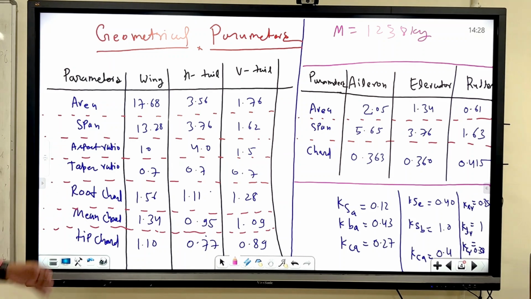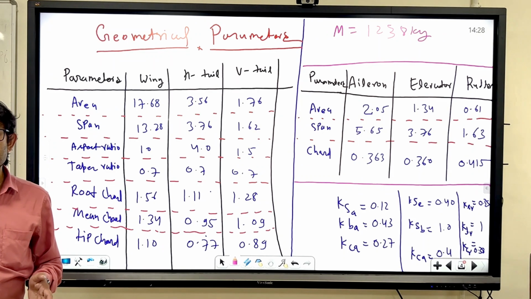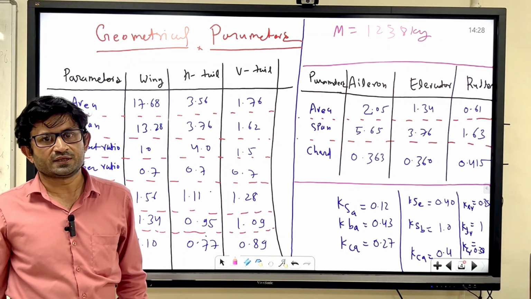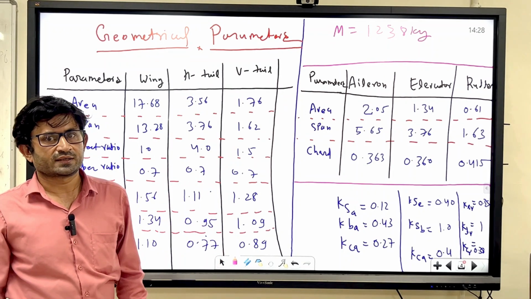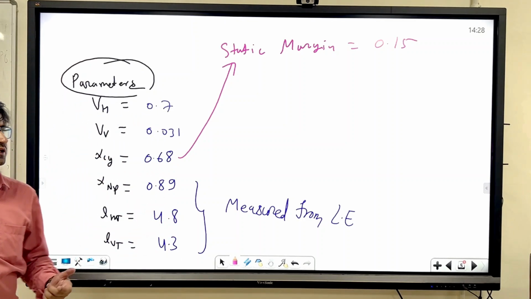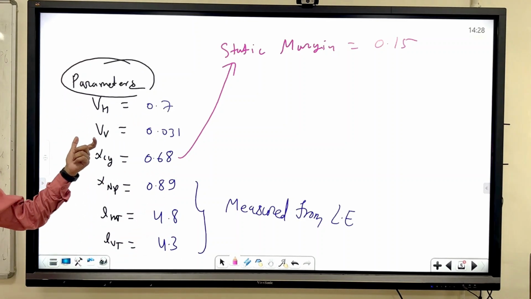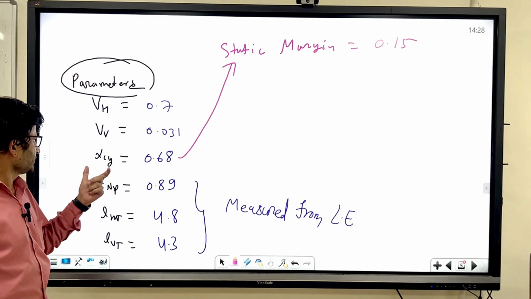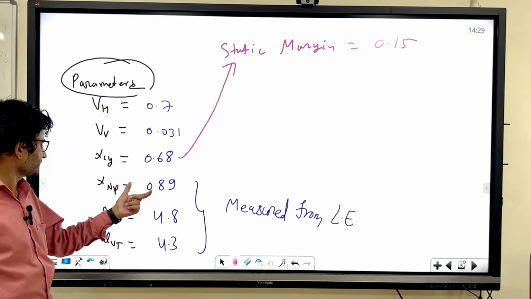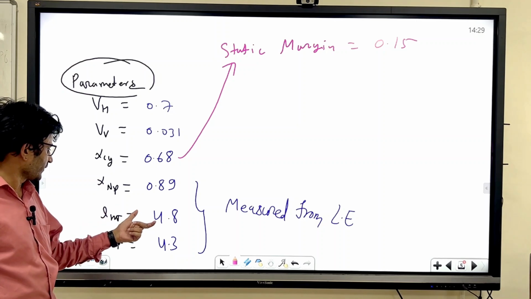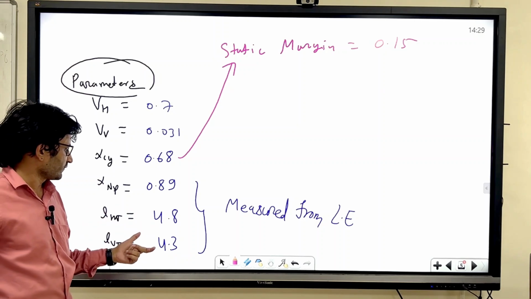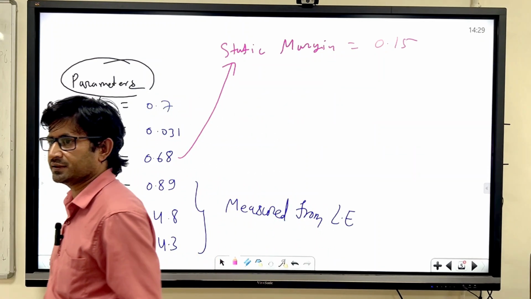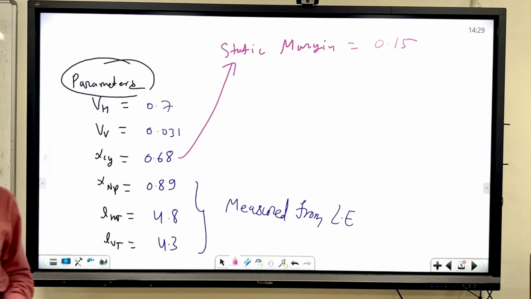So I think this part we already covered at the beginning of the course, for example, weight estimation, but the unmanned aircraft was not sized, because from the beginning we have been taking the example of the manned aircraft. So in this case we have already seen that the horizontal tail volume ratio is 0.7, vertical tail volume ratio 0.031, CG location is 0.68, neutral point location is 0.89, horizontal tail arm is 4.8, and vertical tail arm is 4.3. So this is also measured from the leading edge. So whatever we are designing so far, the distance we are measuring from the wing leading edge.